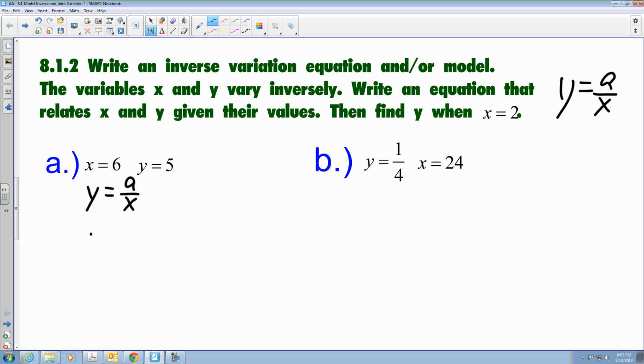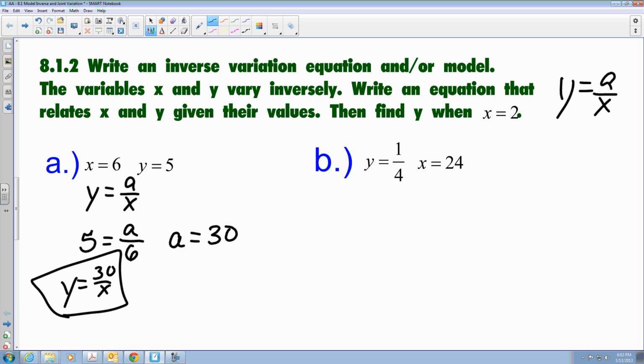So my y is 5, which equals a divided by 6. I want to find out what a equals, so if I multiply both sides by 6, my a is going to equal 30. That means my equation is going to be y equals 30 over x. So that's the first part. The second part is they want to know what y is going to be when x is 2. When x is 2, my y is going to be 30 divided by 2, which is 15.